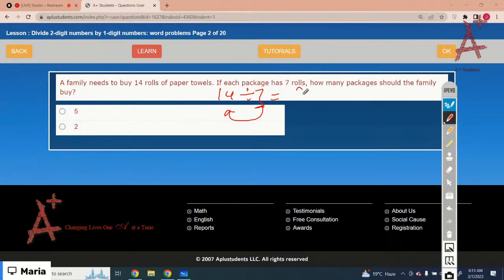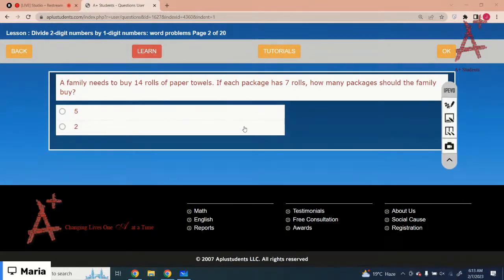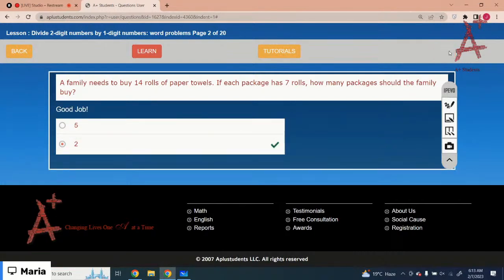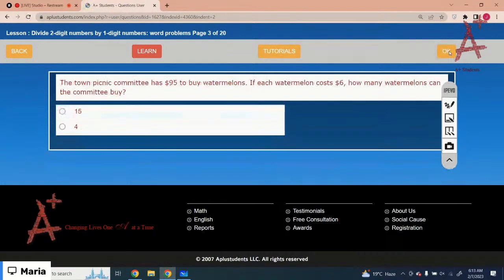Very good. 7 times 2 is 14. That means the family needs to buy 2 packages. Got it? So the correct option is 2. Just select the correct option, then click on the OK button. Okay, the next one is the town picnic committee has 95 dollars to buy watermelons.